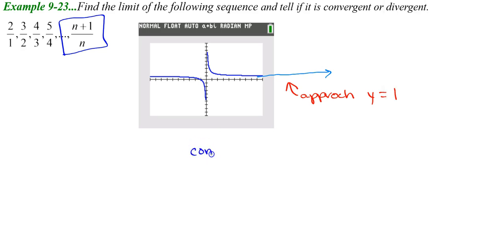So we know that this is convergent, and we know that the limit as n approaches infinity of n plus 1 over n is also going to give us 1. So again, my asymptote and my limiting value are the same value.